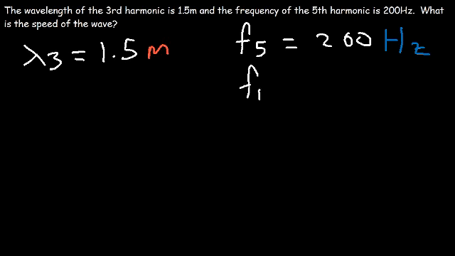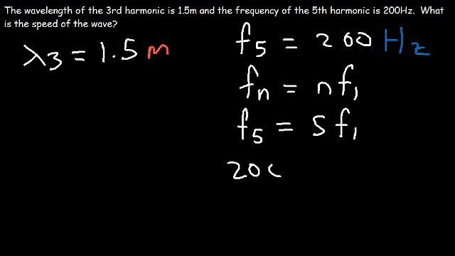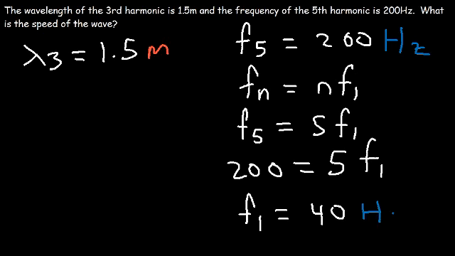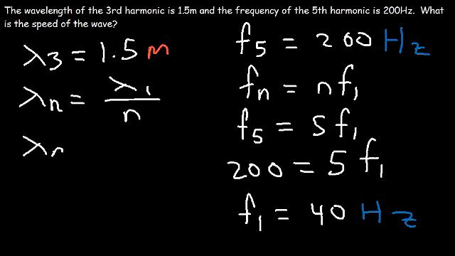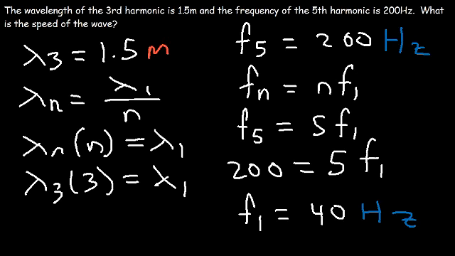We know that Fn is equal to n times f1. So f5 is equal to 5 times f1. f5 is 200, and f1 is 200 divided by 5, which is 40 hertz. Now we know that lambda n is equal to lambda 1 divided by n, which means lambda n times n is equal to lambda 1 if you multiply both sides by n. So lambda 3 times 3 is lambda 1. So 1.5 times 3 is lambda 1, which is 4.5 meters.